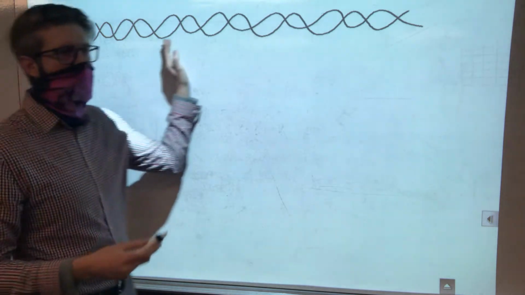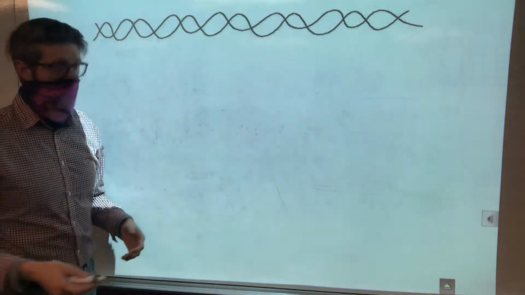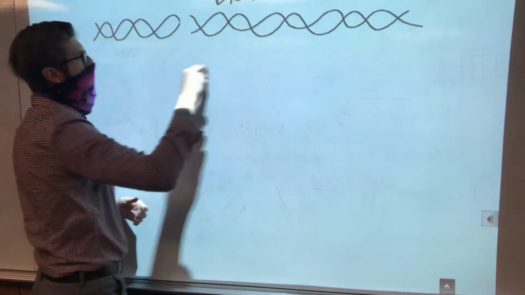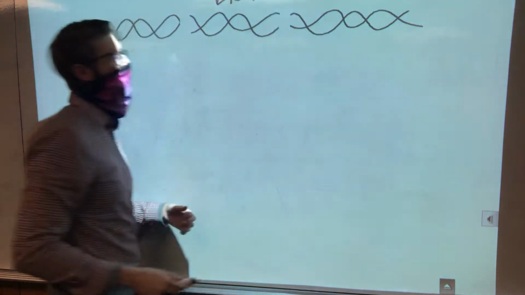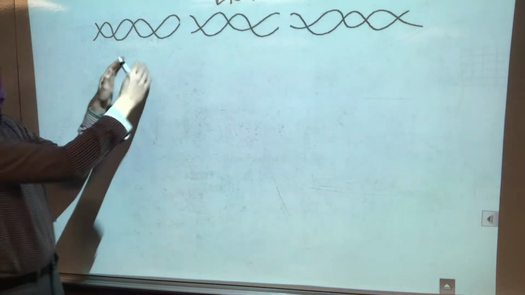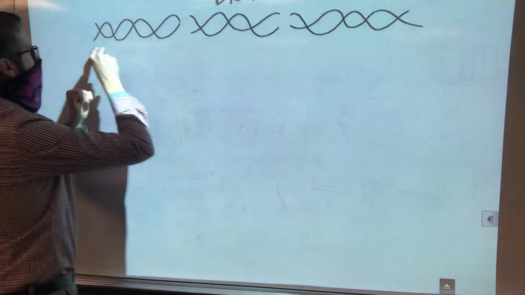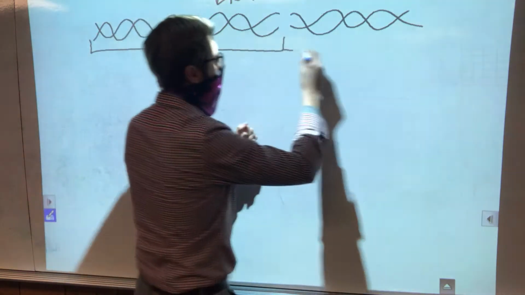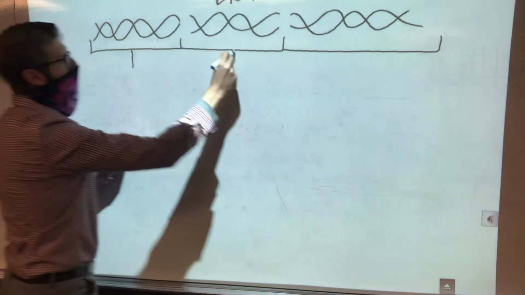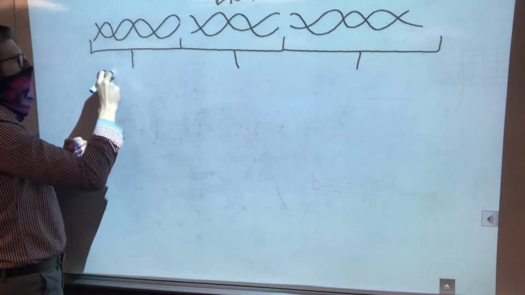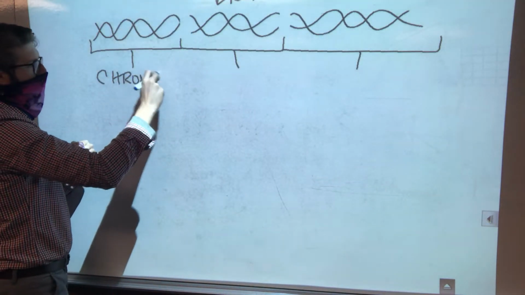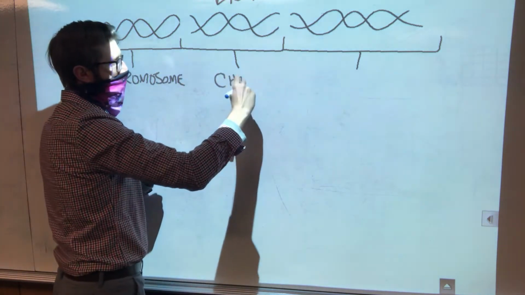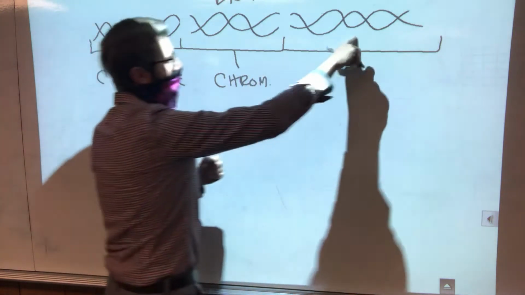But remember, DNA is not one long strand, okay? DNA is actually broken up into smaller chunks. So instead of it being one long strand, it's broken up into chunks that we call, anybody remember what they're called? They're called chromosomes. So that's a chromosome. This is a chromosome. And this is a chromosome.